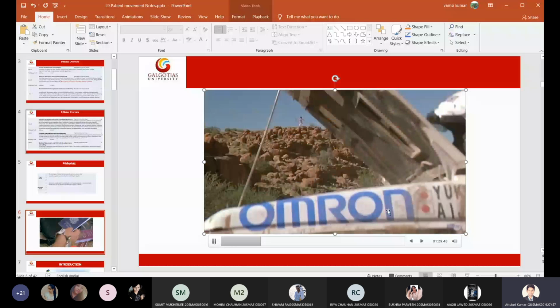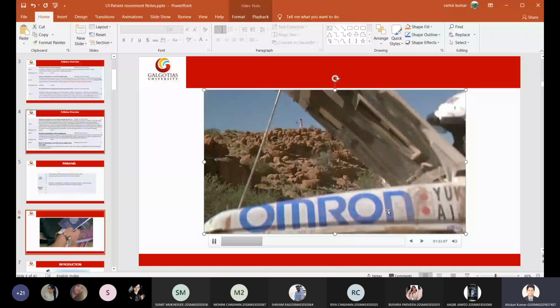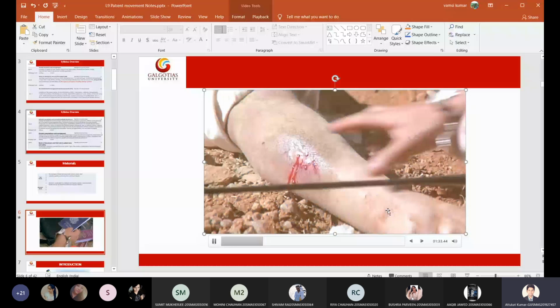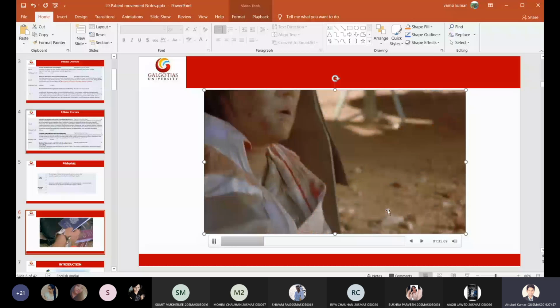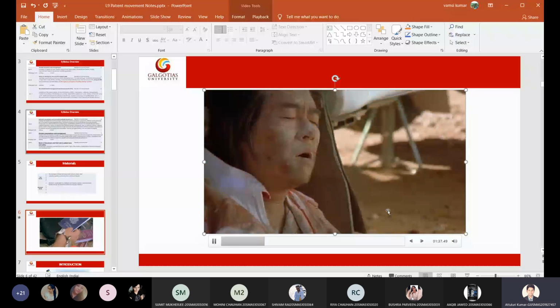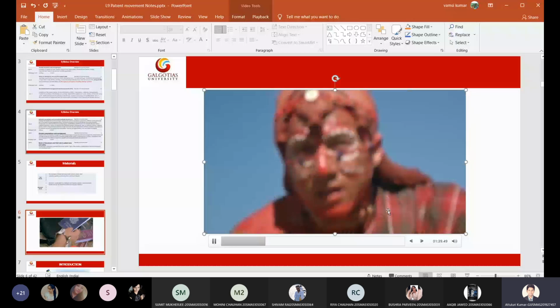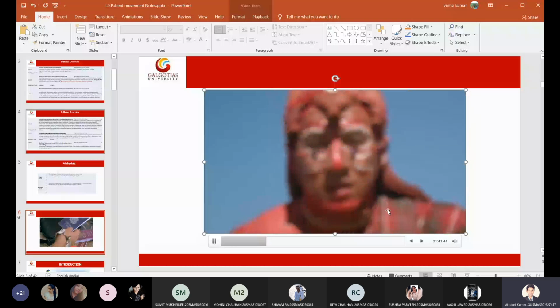Usually a snake bite will cause surfactant problems. The lung will accumulate some foam. So he's unable to breathe and he has a snake bite.